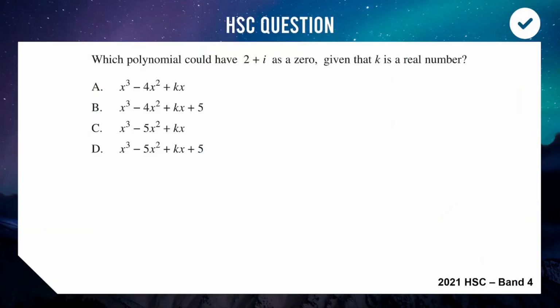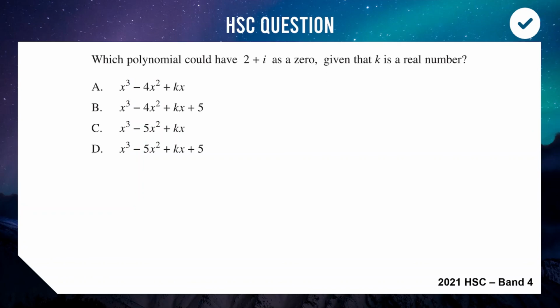HSC question from 2021, band 4 multiple choice. Which of these polynomials could have 2 plus i as a 0, given that k is a real number? I remember this one. This is, in my opinion, a pretty spicy multiple choice question. Took me a bit of scratching the head, but if you like a challenge, pause the video and see if you can figure it out. Otherwise, I'll go through a few hints in a couple minutes to help you get towards an answer.